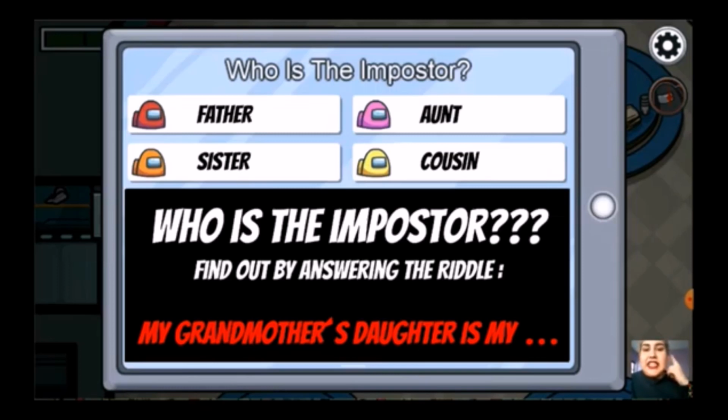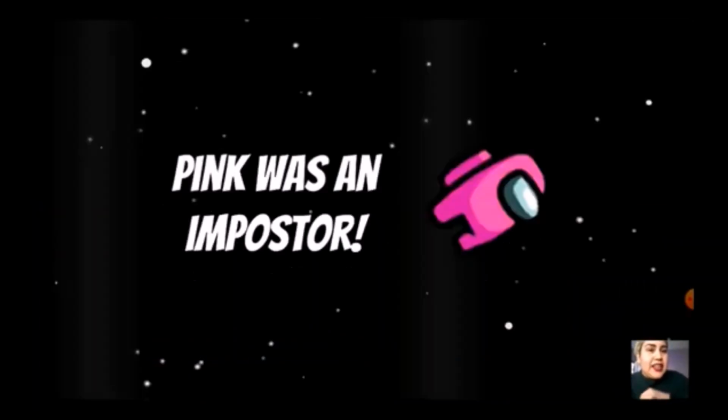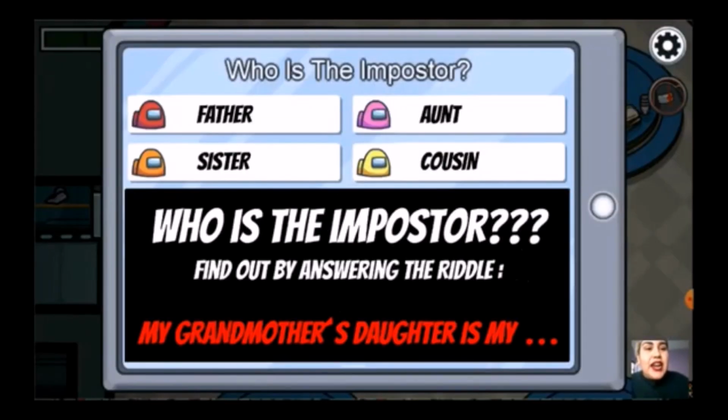Okay, listen to the riddle. My grandmother's daughter is my... Who is the imposter? Pink was an imposter. The answer is aunt. My grandmother's daughter is my aunt. Another possible answer is my mother, right? Because my mother is my grandmother's daughter. But in this case, we only have one correct option and it is aunt.